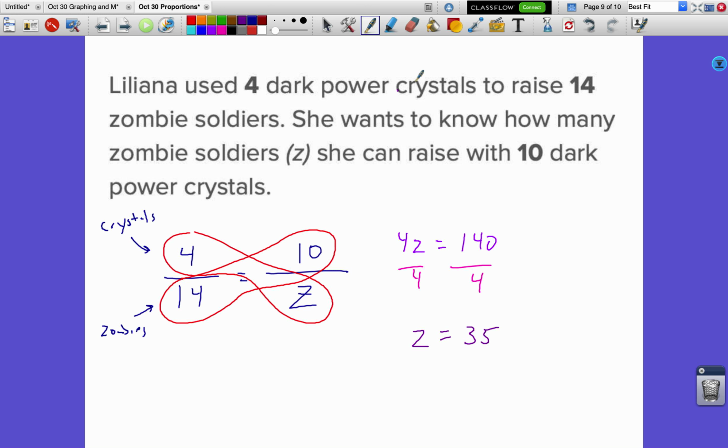And then reread the problem. So how many zombie soldiers? So it's 35 zombies can be raised with 10 power crystals. Which makes sense because if 4 can raise 14, then 2 could have raised 7. And we've got 5 sets of 2 here, so 5 times 7. That's another way we could have gotten 35.